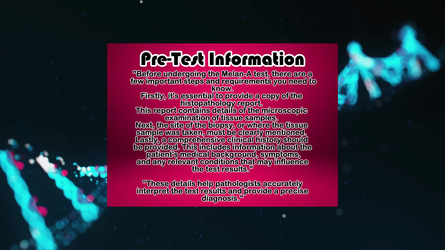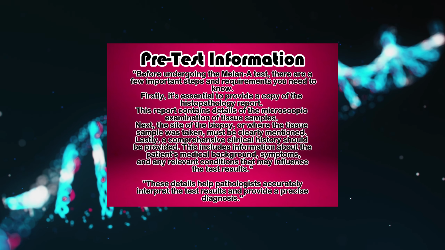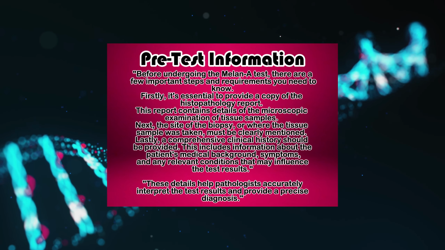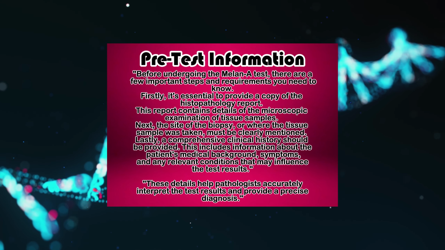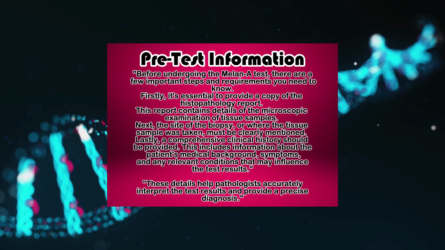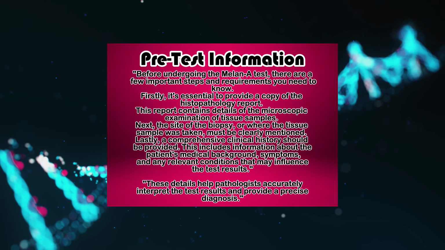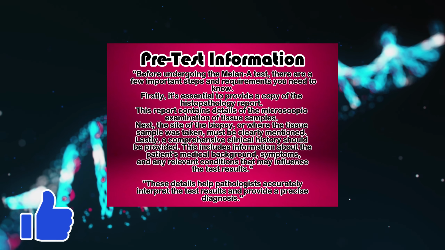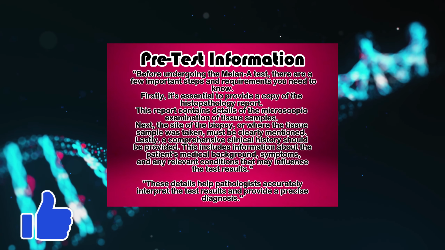Firstly, it's essential to provide a copy of the histopathology report. This report contains details of the microscopic examination of tissue samples. Next, the site of the biopsy, or where the tissue sample was taken, must be clearly mentioned. Lastly, a comprehensive clinical history should be provided. This includes information about the patient's medical background, symptoms, and any relevant conditions that may influence the test results. These details help pathologists accurately interpret the test results and provide a precise diagnosis.